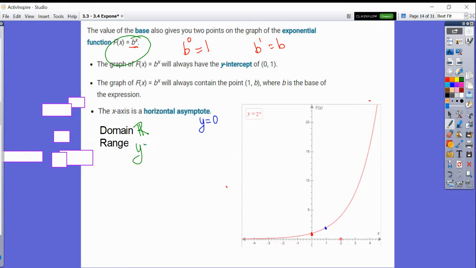So the range is just above 0. Make sure you do not put an equal to here because it doesn't actually touch. Even though your pencil might look like it touches, it does not. Your numbers are going 1/2, 1/4, 1/8, 1/16, 1/32, and just getting closer and closer and closer, but not quite getting there. So that is an asymptote.